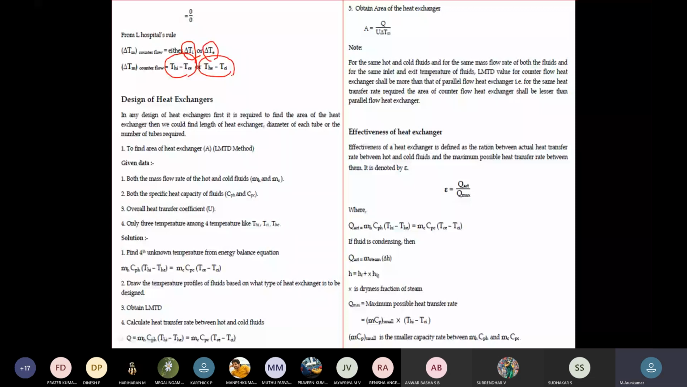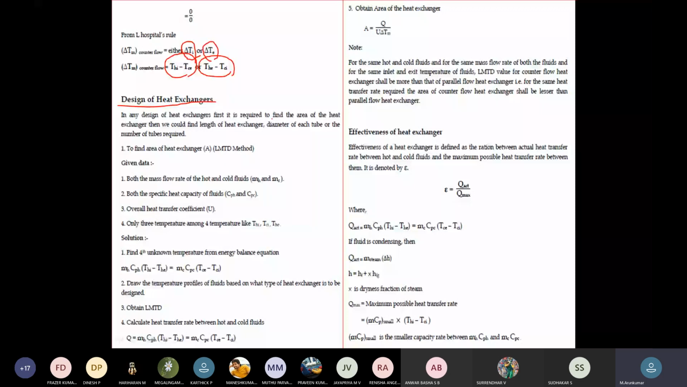So if you consider the above cases, we can design the heat exchanger. The design of a heat exchanger can happen with the consideration of the following. In any design of a heat exchanger, first it is required to find the area of the heat exchanger, and we could find the length of the heat exchanger, the diameter of each tube, and the number of tubes required. So this is to be considered while designing the heat exchanger.